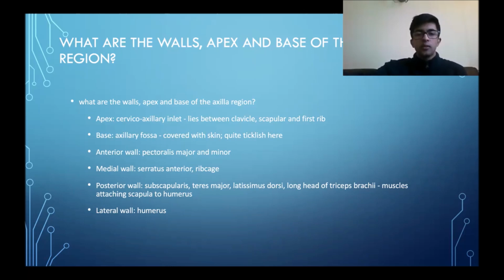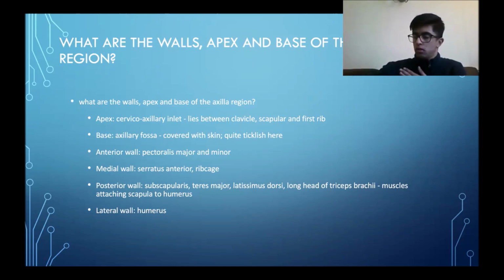Base, what is going to be there? It's just this bit, the bit that's covered with skin that you're usually quite ticklish to. You can't tickle yourself because you're aware of what's happening. But when other people come to tickle you, you feel ticklish, and that's the axillary fossa, that's the base.